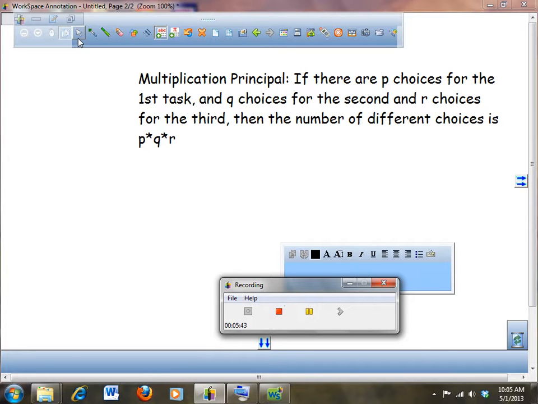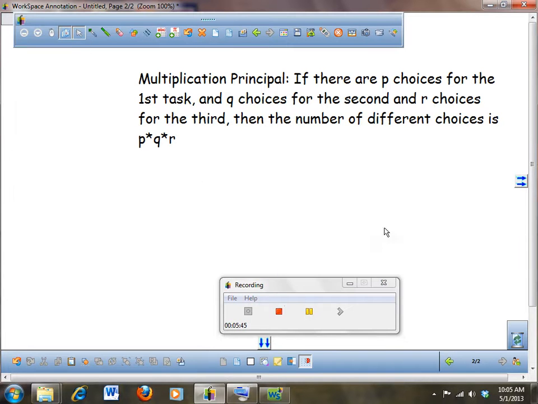So this is the multiplication principle, which says that if there are P choices for the first task, Q choices for the second, and R choices for the third, then the number of different choices is P times Q times R. That's a times sign, because I couldn't find the dot. I guess I could have used parentheses or something. So then we have some different types of problems.